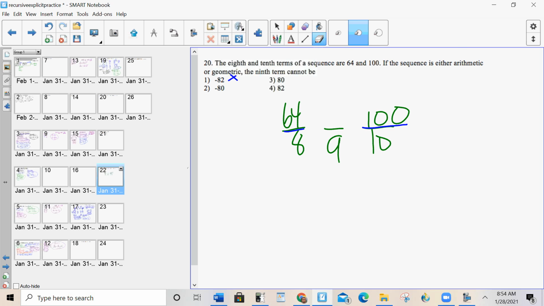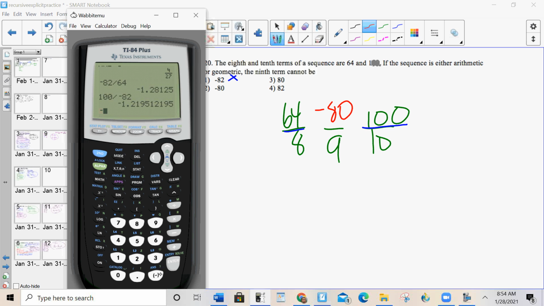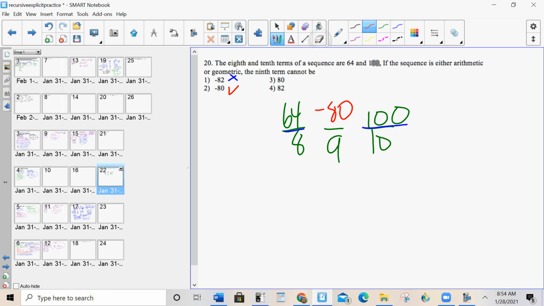I'm going to go through all the choices. Let's try negative 80 now. Again, if it's negative, it means it's alternating signs, so it would have to be geometric. I can't alternate signs back and forth for arithmetic. So negative 80 divided by 64, 100 divided by negative 80. Do they have a common ratio? Yes. The common ratio would be negative 1.25. So yes, that could be the middle term. So that one works.